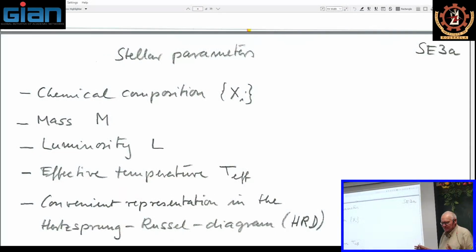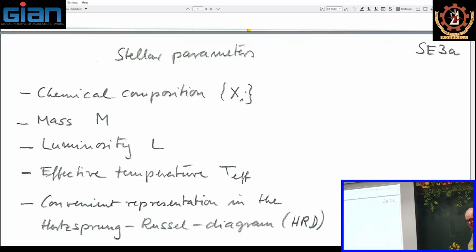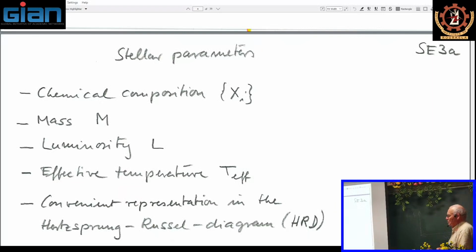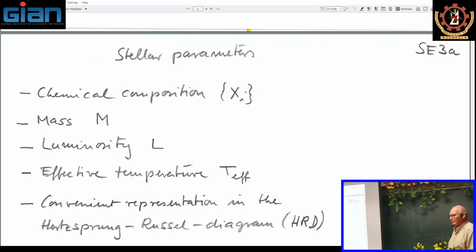The mass, of course, is not so easy to display, and it's one of the parameters which are very difficult to determine. Usually the mass is known not to the same degree as luminosity and effective temperature. In this diagram, you can plot the lines of constant radius. So we have luminosity proportional to r squared times the effective temperature to the fourth.